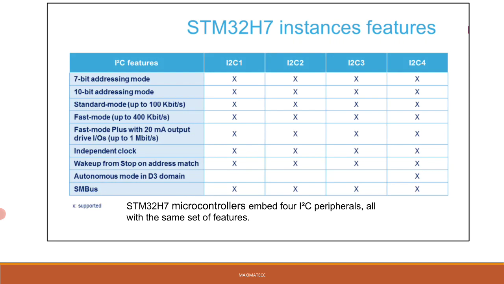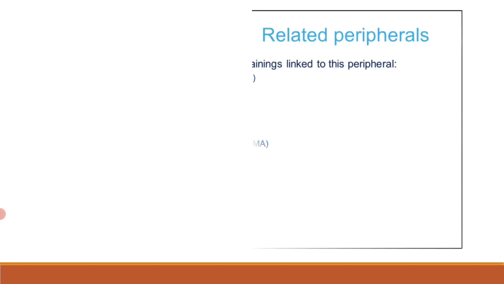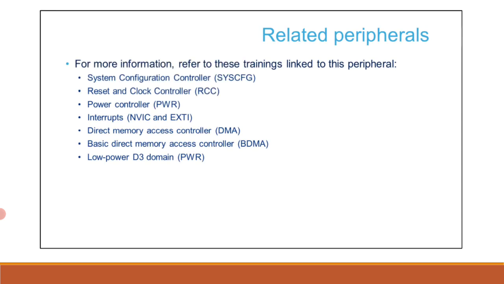For more information, refer to future trainings available on the peripherals like system configuration controller, reset and clock controller, that is RCC, and power controller, and NVIC interrupts, and the external EXTI interrupt, direct memory access, and basic direct memory access controller, as well as low power D3 domain.